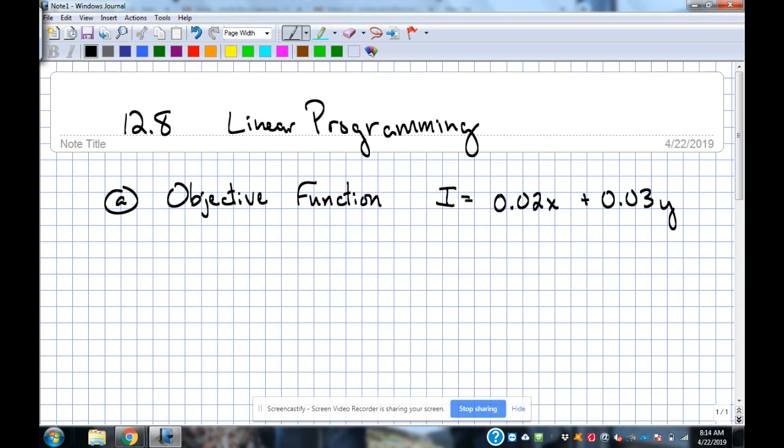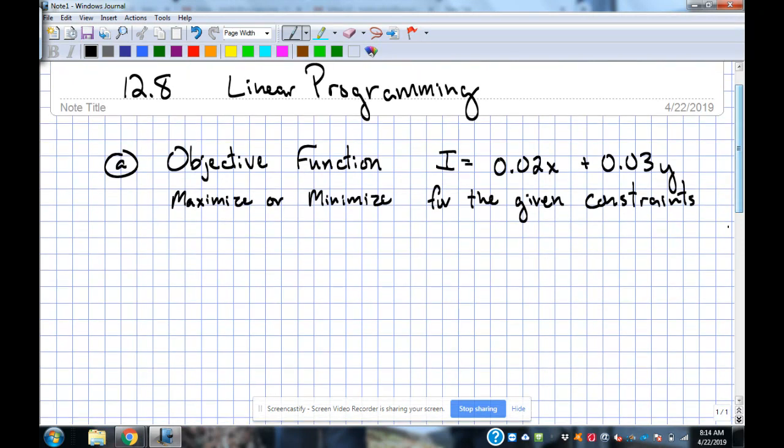And what we have to do with the objective function is maximize or minimize. We'll do one, or we're going to do both for this problem, but usually the question you're given will tell you to do one or the other, not both. Maximize or minimize for the given constraints. Constraints are inequalities that we have to graph and find the solution area for.